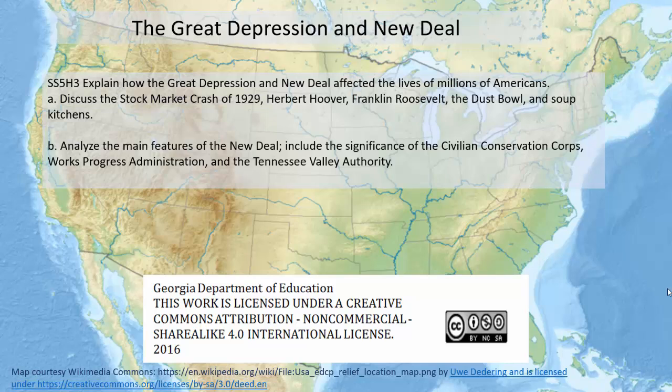We will also look at the two very different approaches to the crisis of the Hoover administration and the Roosevelt administration, including a closer look at 3 of the many alphabet soup agencies, the CCC, the WPA, and the TVA, that were the hallmarks of Roosevelt's New Deal.